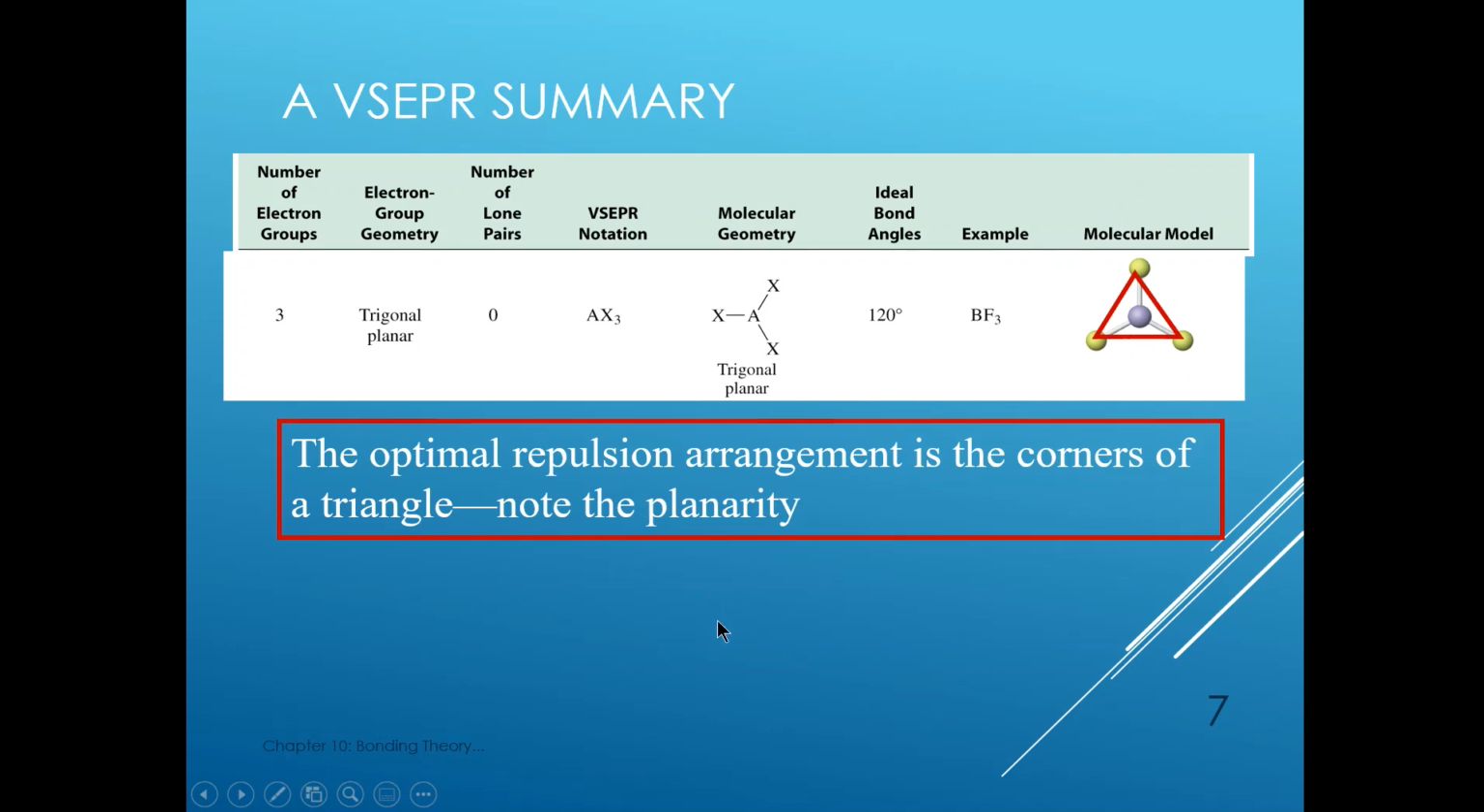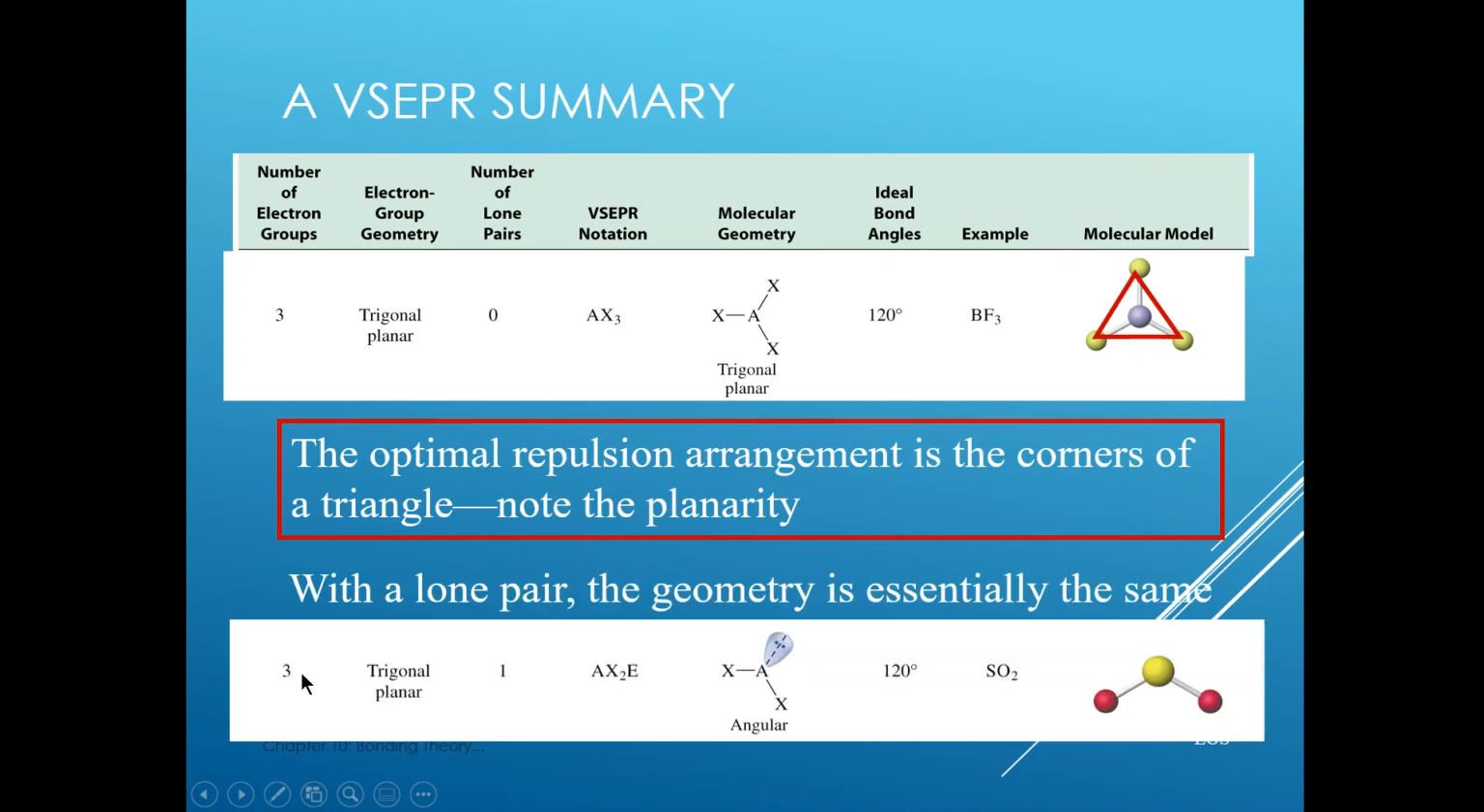Now, the next example we're going to look at is where we have 3 electron groups, just as we have here, but one of those electron groups would be a lone pair of electrons, all right? Now, the electron group geometry will still be trigonal planar.